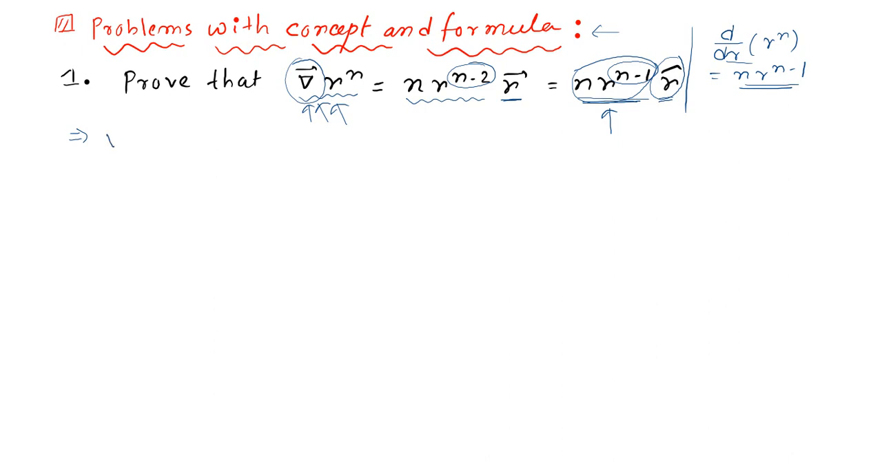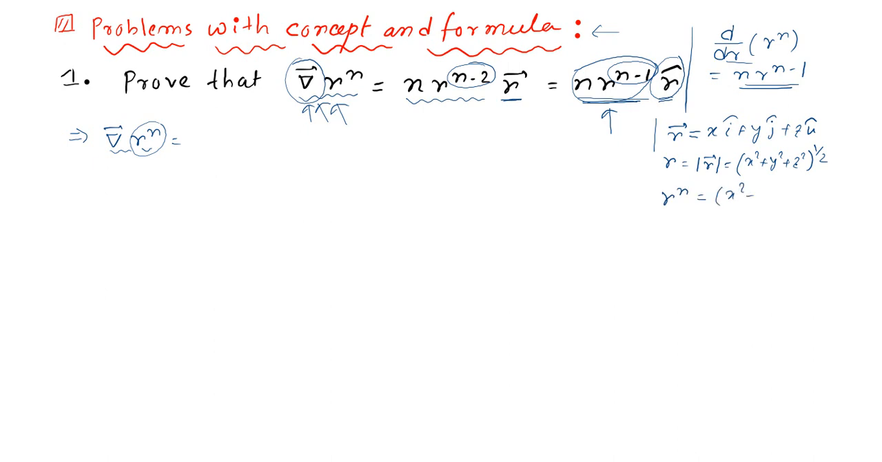So gradient of r to the power n. Here r in vector means the position vector, so it is x i cap plus y j cap plus z k cap. But gradient is basically associated with a scalar function. This r means not the r vector but the magnitude of r, to the power n. So r is equal to the magnitude of the r vector. We all know that it is nothing but x square plus y square plus z square whole to the power half. So what is r to the power n? It is simply x square plus y square plus z square whole to the power n by 2.